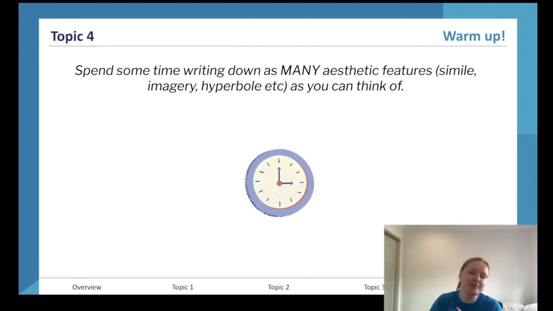If you like, you can pop them down into the Q&A chat. See if you can go quickly. See how many unique ones you can think of. I'm sure all of you can think of metaphor. But what else? What else is there?